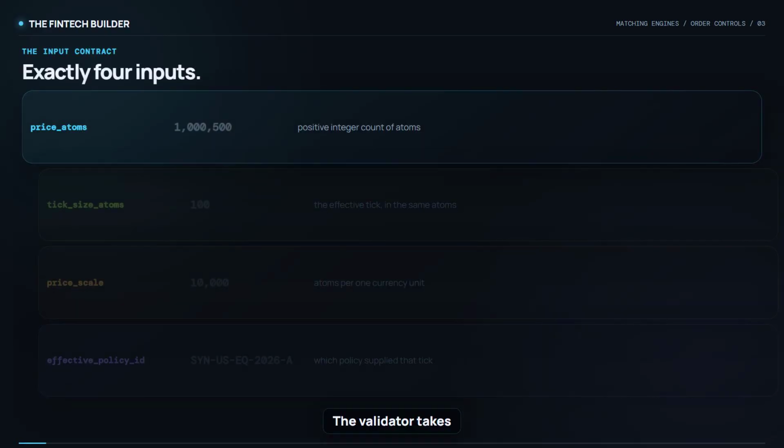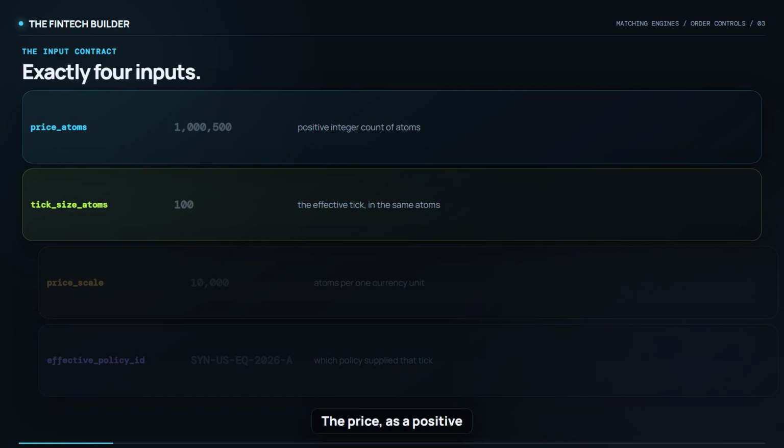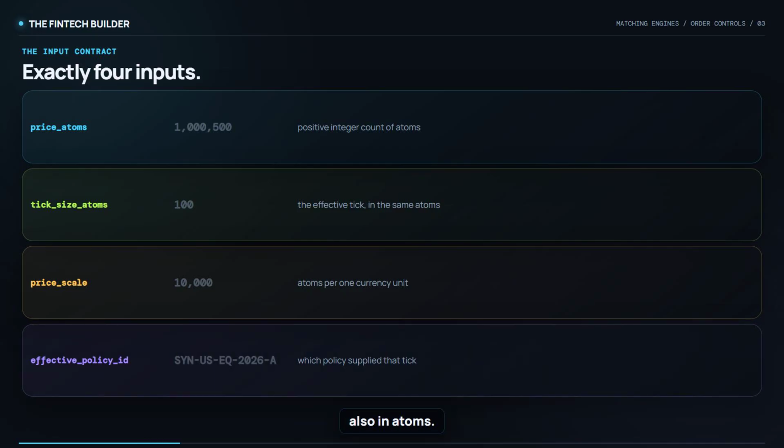The validator takes exactly 4 inputs. The price, as a positive integer number of atoms. The effective tick size, also in atoms. The price scale, which says how many atoms make one currency unit. And the identifier of the policy that supplied that tick.